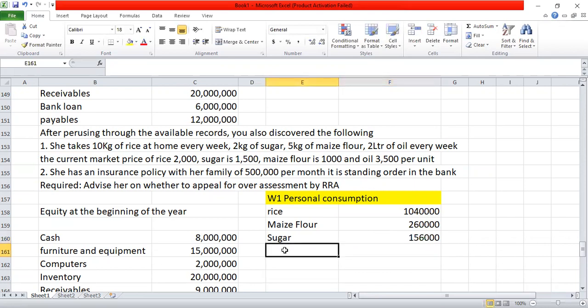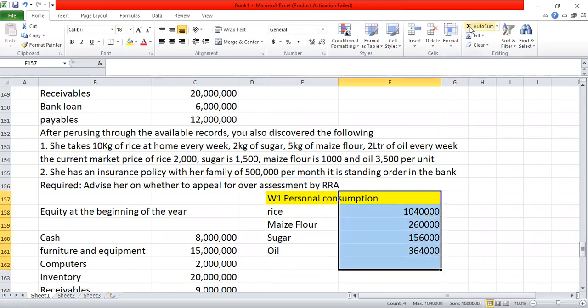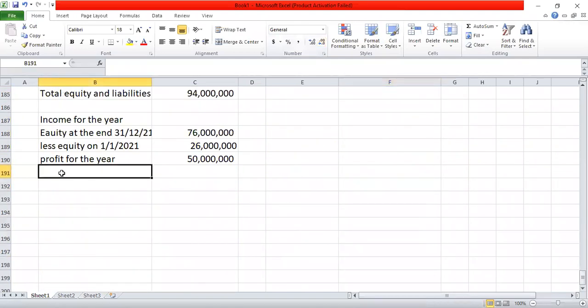Another one is 2 liters of oil. Oil takes 2 liters, which is 2 liters times 52 times 35. So our total personal consumption is that 182. So I add back the personal consumption.